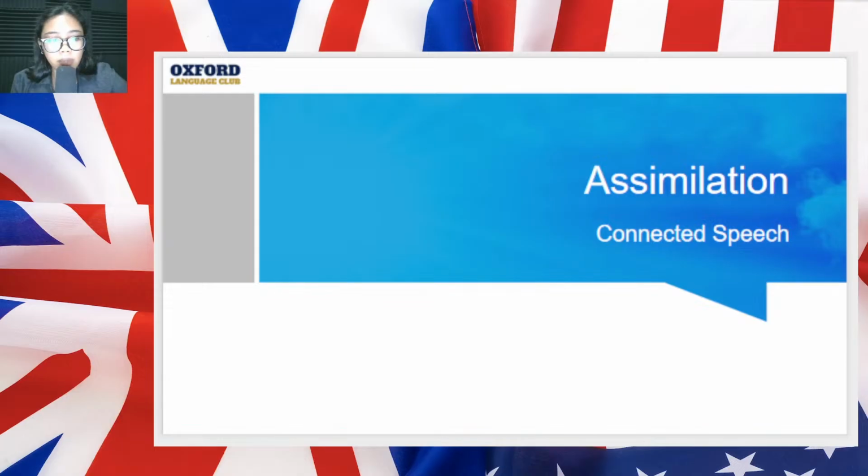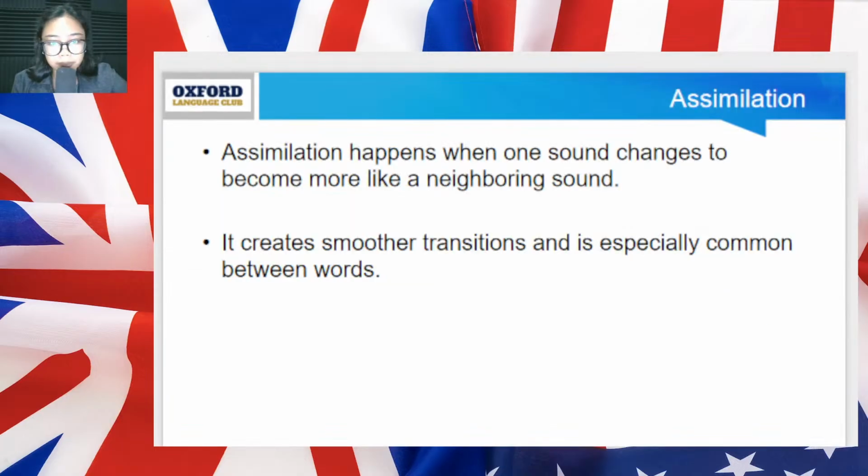We have the first slide. Of course, it is important that I give you the clear definition of assimilation for you to understand before we try to apply it in practice. It helps us truly understand what this process means in spoken English. Now, assimilation is a very common and natural process that happens all the time in spoken English.